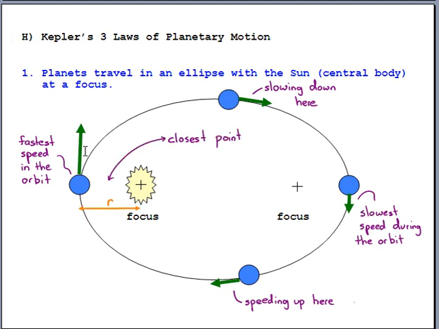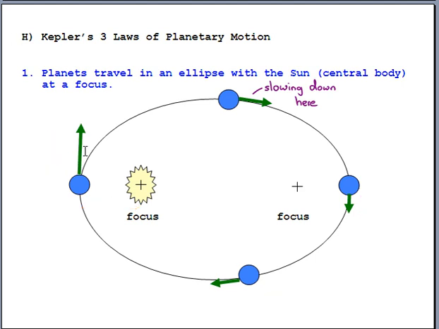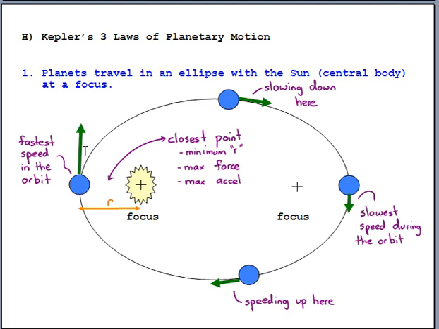The closest point, that's going to be when the force is the largest, because the R value is the tiniest. So you're going to have the minimum R, you'll have maximum force, you'll actually have maximum acceleration as well, because forces create acceleration. And the reverse would be true at the farthest point, where you have the maximum R, you'd have the smallest force and the smallest acceleration.